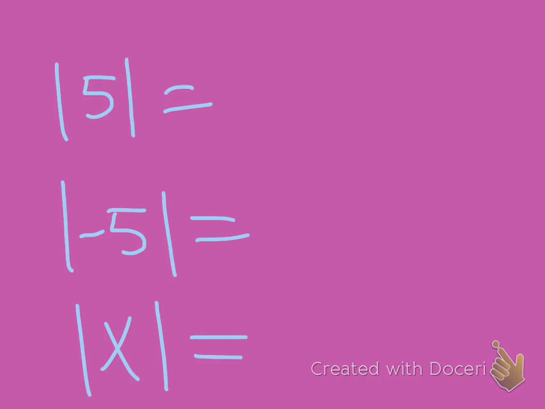So if there's a 5 in there, a positive 5 will produce a positive 5. But if I put a negative 5 in there, it'll also produce a positive 5. Does that make sense? Yes. So no matter what I put in, it'll always become positive.